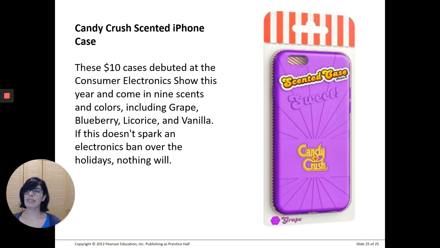A Candy Crush scented iPhone case. A $10 case was debuted at the Consumer Electronics Show, and it came in 9 scents and colors, including grape, blueberry, licorice, and vanilla. And it was not very well received at all. It turns out people don't want their phones smelling like candy. They may really love playing Candy Crush, but they don't want to feel like they are holding candy in their hands all the time and their phone's smelling of it. Terrible idea.